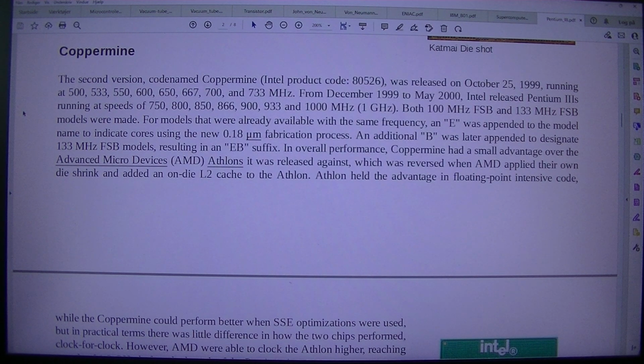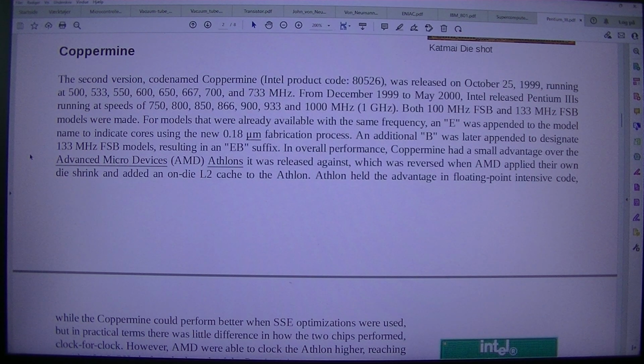Both 100 MHz FSB and 133 MHz FSB models were made. For models that were already available with the same frequency, an E was appended to the model name to indicate cores using the new 0.18 micrometer fabrication process. An additional B was later appended to designate 133 MHz FSB models, resulting in an EB suffix.